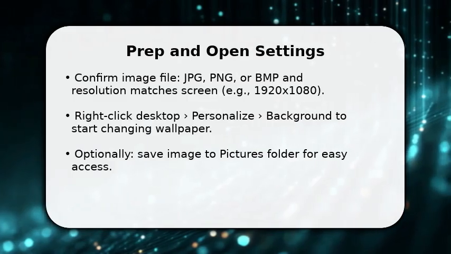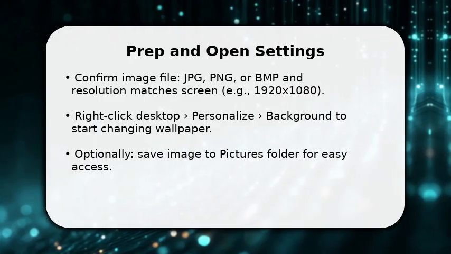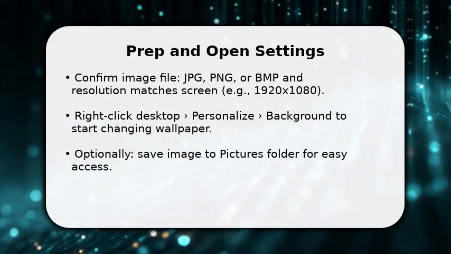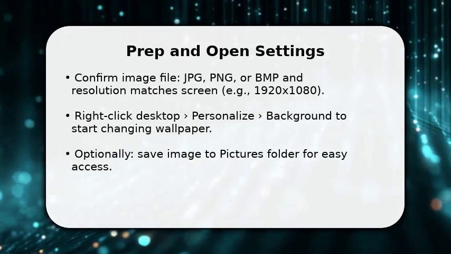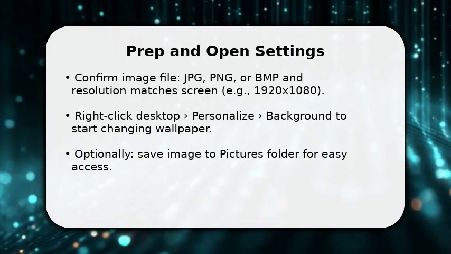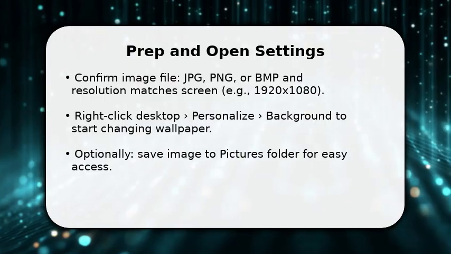You start by confirming the image you want. Use JPG, PNG, or BMP and pick a resolution close to your display. Once ready, right-click the desktop and choose Personalize to jump directly into background settings. Make sure to save images in Pictures so Windows shows them in the recommended list. This avoids hunting through downloads.